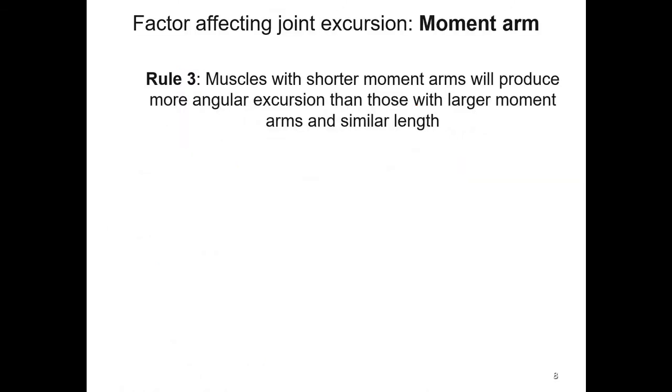The third factor that affects the amount of joint excursion that is possible when a muscle is crossing a joint is moment arm. Muscles with shorter moment arms will produce more angular excursion than those with larger moment arms that have similar length.